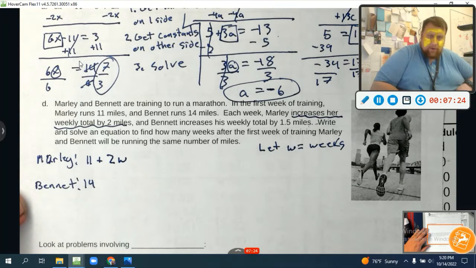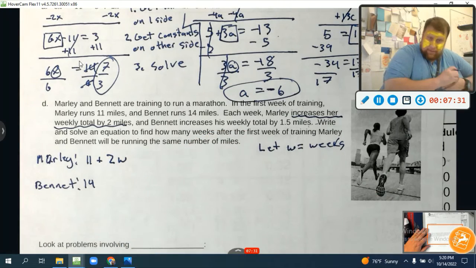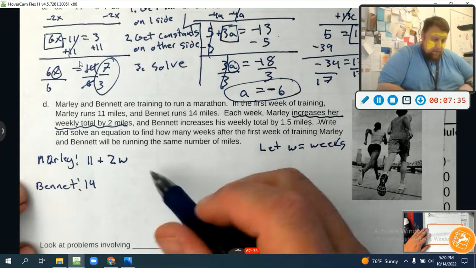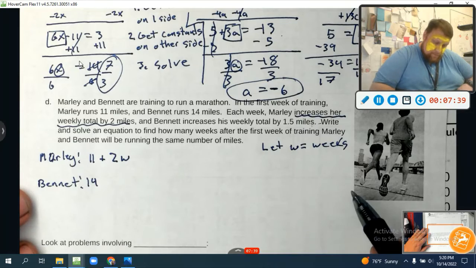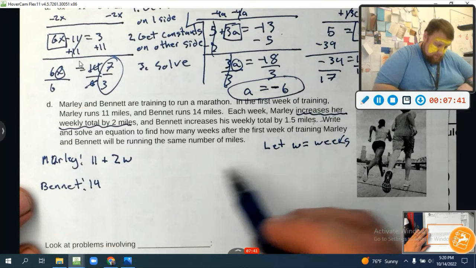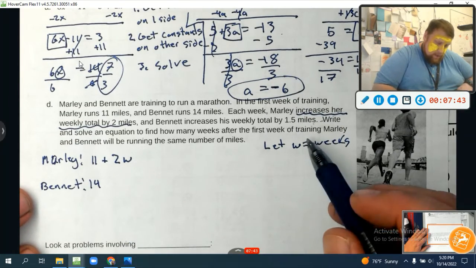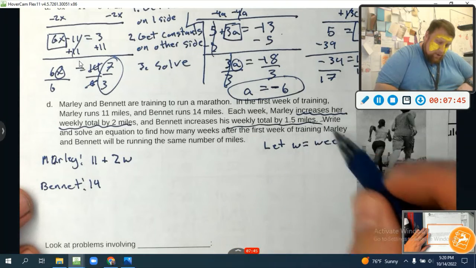I guess I didn't wait for the how many weeks part. Remember, the question always tells us the variable, so let W equal weeks. And I know this is technically the first week, but it says how many weeks after the first week, right? So we're kind of ignoring the first week. We're just saying we start off with 11, and we're adding 2 per week. Here we're starting off with 14, adding 1.5 per week. When will their running be the same number of miles?